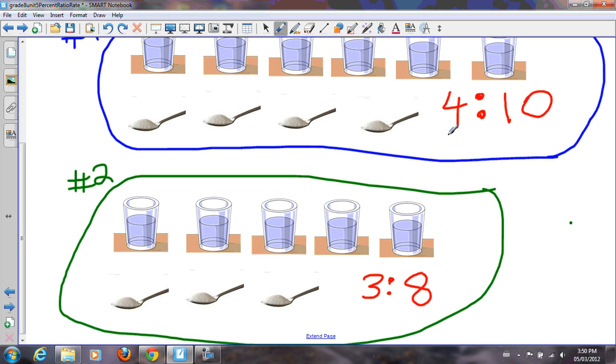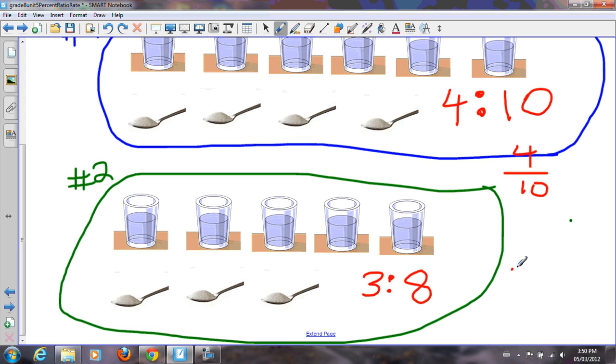So because it's a part to whole ratio, we can write it as a fraction. So 4 out of 10, whereas this one down here is 3 out of 8. The only thing left to do is change that to a lovely percent. Well, you know 4 out of 10 is 0.4. And as we learned earlier, changing that to a percent is simply timesing it by 100 or shifting the decimal. That's going to be 40% of this is sugar.